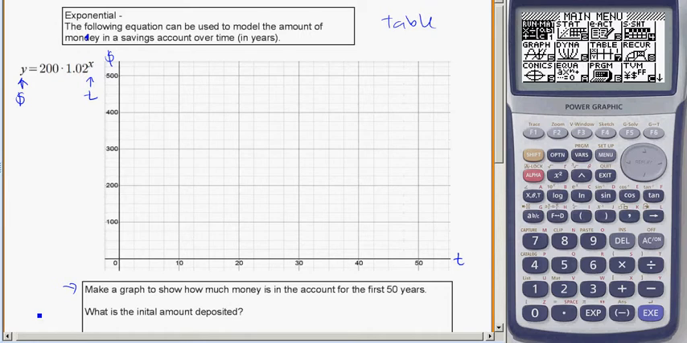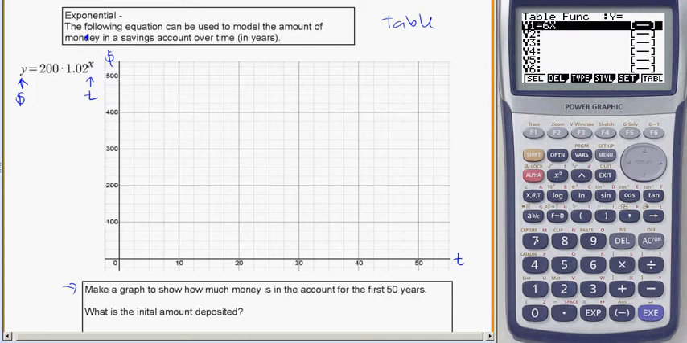Now, as a hint that you should use for pretty much any graph that you make, keep aware of setting your scales in both table and on a graph to match what's actually been given to you here. So let's go into table, and I do see there's a function there, but I need to delete it. I don't want it. And we'll enter in what we've got here. Again, I only enter in what's after the equal sign. So 200 times 1.02 to the power of x.